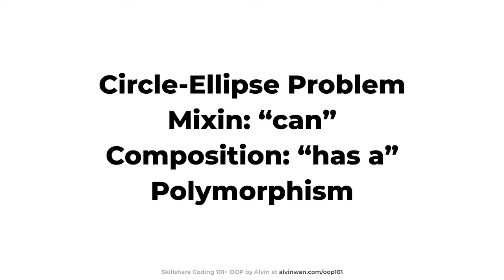In short, we covered the circle ellipse problem to unveil a flaw in is-a relationships. We then covered two alternative types of relationships, can and has-a relationships, to improve the flexibility of your code. Finally, we briefly discussed a benefit of object-oriented programming, which is polymorphism.